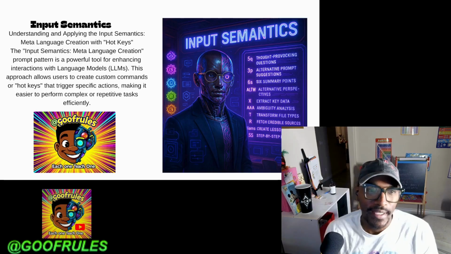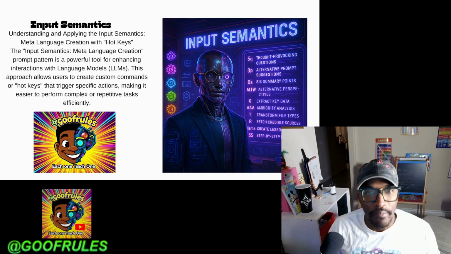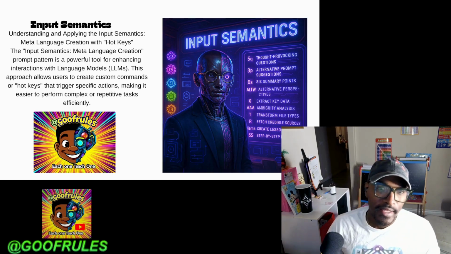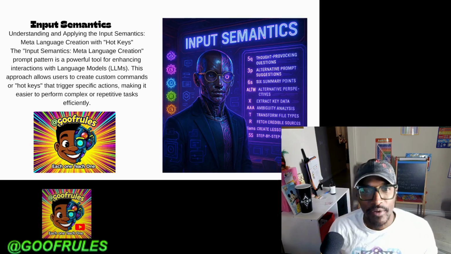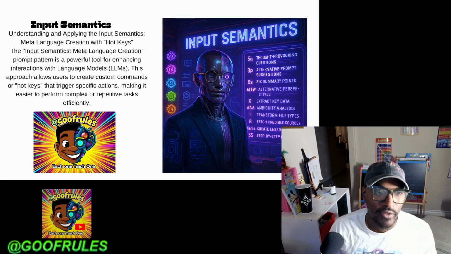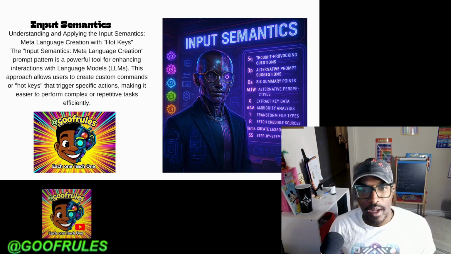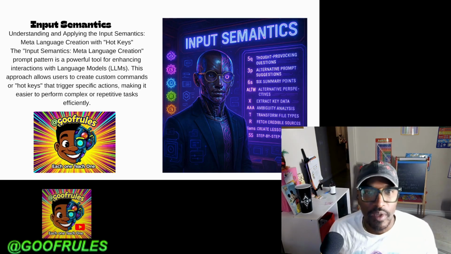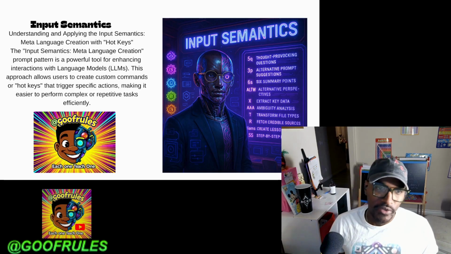This one is understanding and applying the input semantics. This one involves meta language creation. I choose to explain this one using hotkeys. There are other ways that you can use this, plenty of use cases with this actual prompt pattern, but I feel like the most simple way to use this is using the hotkeys.